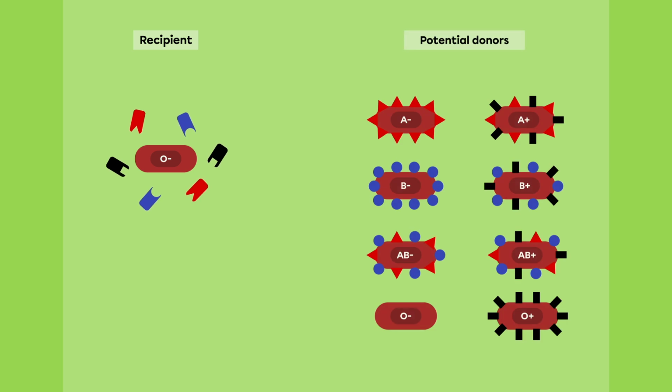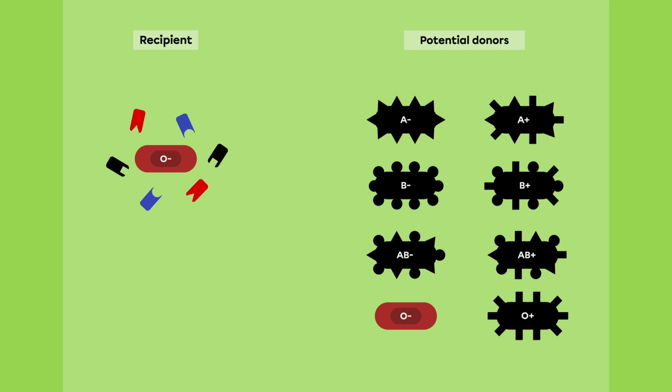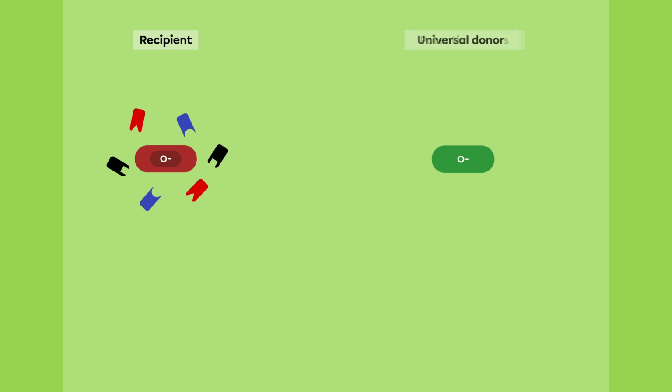Here is a final example with a recipient who has type O negative blood. Since this person's red blood cells have no agglutinogens, their plasma has all three agglutinins, anti-A, anti-B, and anti-Rh. For potential donors, we have to rule out types with agglutinogen A, agglutinogen B, and rhesus factor. That leaves only O negative. This means that people with type O negative can only receive blood from another person with type O negative. However, people with type O negative can give blood to all other blood types due to the absence of agglutinogens. This is why type O negative is called the universal donor.